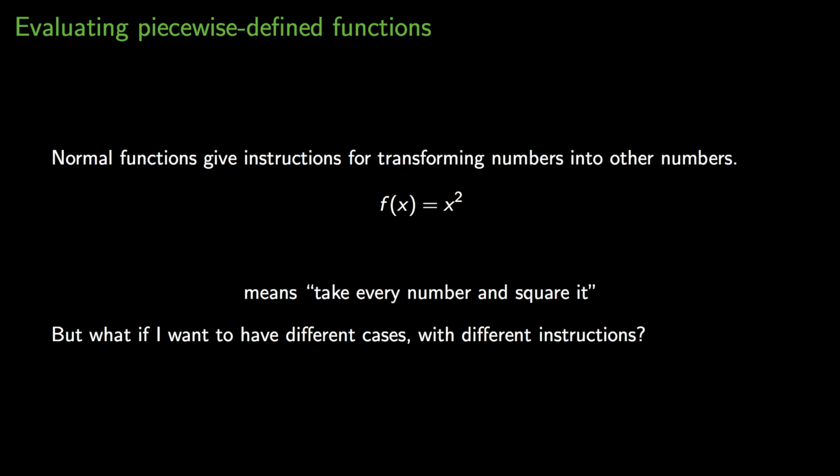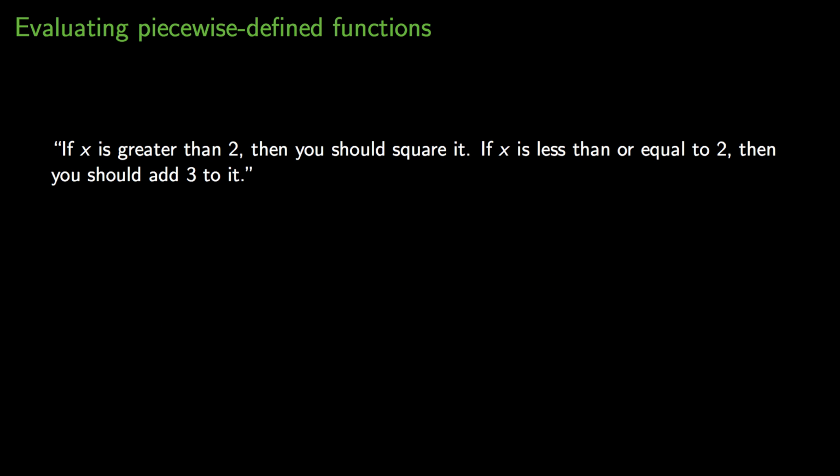But what if I want to have different cases with different instructions for each of those cases? For example, if x is greater than 2, then I want you to square the number that you take. If x is less than or equal to 2, then what I want you to do instead is add 3 to it. Well, this is how I write this in a formula. Instead of one recipe or formula, I have two, and then I have the word if on each of those, and then I have instructions for when you should use each of these formulas.